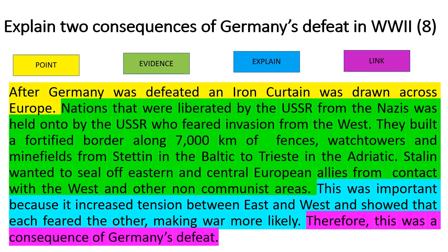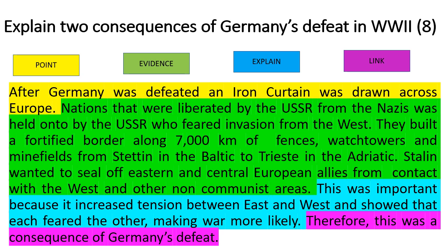I've split these into 4 different colours to show you what the point is, how much you have to write for the evidence, how simple it is, and how little you have to write for the explanation. So in this case, this was important. It increased tension between East and West and showed that each feared each other, making war more likely. Okay, that's just a very simple explanation. Got to write that, and then the purple bit is linking it back.